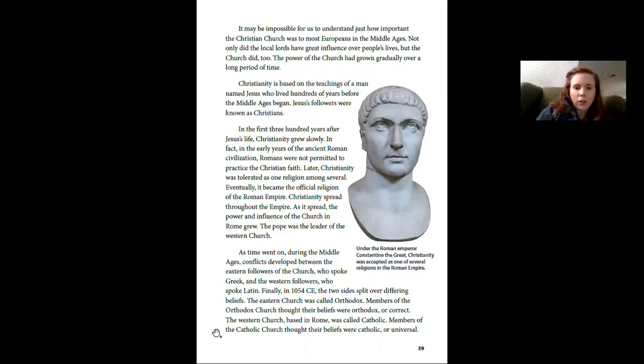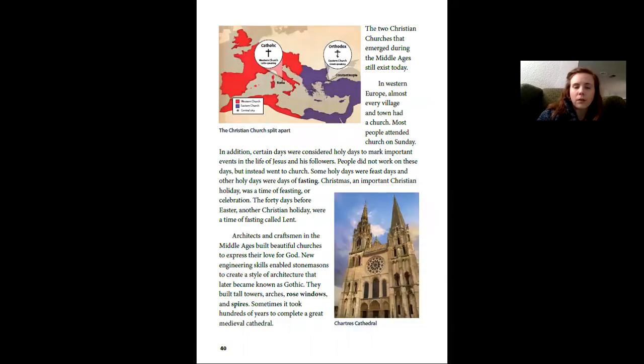The Western Church, based in Rome, was called Catholic. Members of the Catholic Church thought their beliefs were Catholic, or universal. So that's where those names came from. The two Christian churches that emerged during the Middle Ages still exist today.